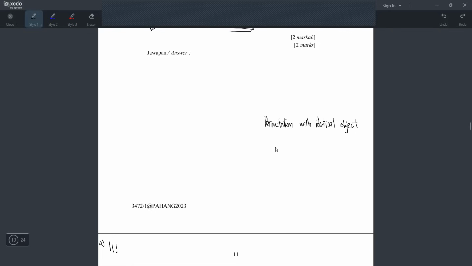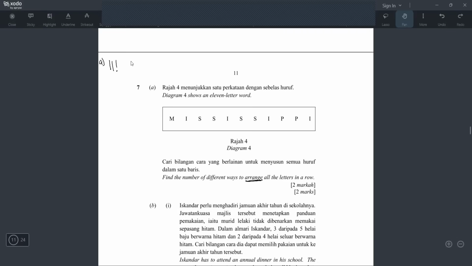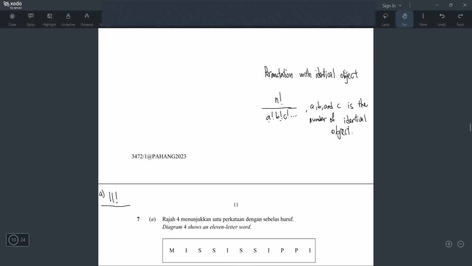So the formula we have to use is like this: n factorial divided by a factorial b factorial c factorial and so on, where a, b, and c are the number of identical objects. It means a, b, c is the amount of times the same thing repeats. Okay, that's what a, b, c represents. So this is definitely not the answer. It's not 11 factorial. I still have to divide by how many times the same thing repeats.